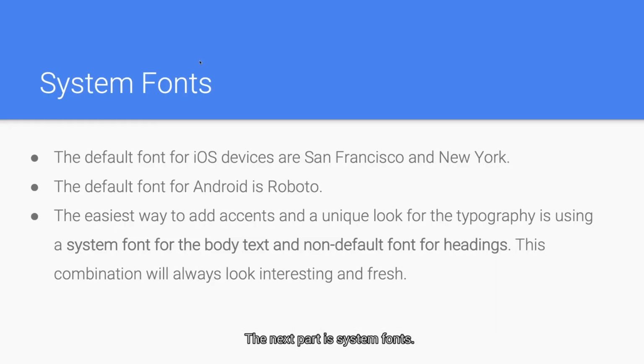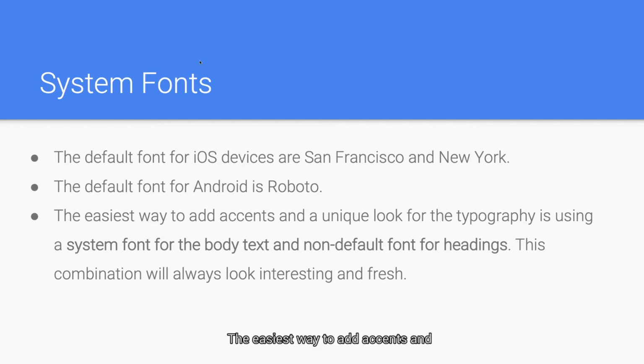The next part is system font. System font will make the design of your application more consistent with the operating system. But using the system font will prevent you from getting a unique look on your application. So the default fonts for iOS devices are San Francisco and New York, while for Android it's Roboto.